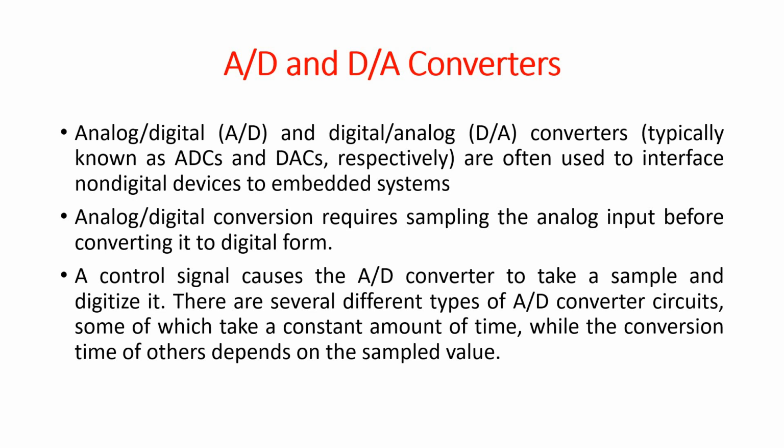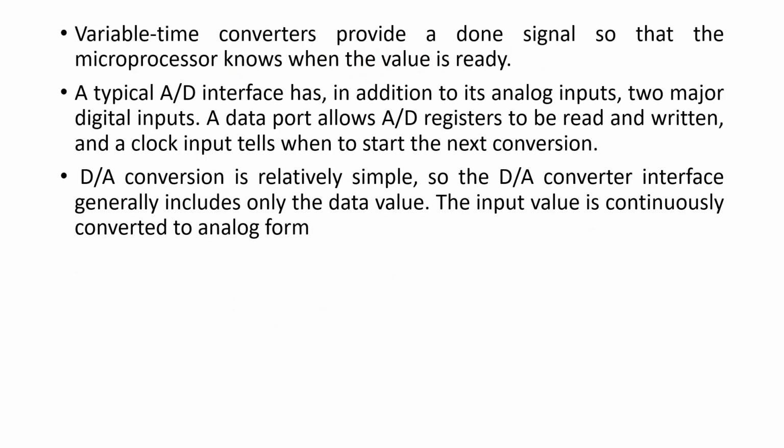There are several different types of A2D circuits, some of which take a constant amount of time, while the conversion time of others depends on the sampled value. The variable conversion time design provides a done signal so that the microprocessor knows when the value is ready. A typical A2D interface has, in addition to its analog inputs, two major digital inputs. The D2A conversion is relatively simple, so the D2A interface generally includes only one data value. The input value is continuously converted to analog form.